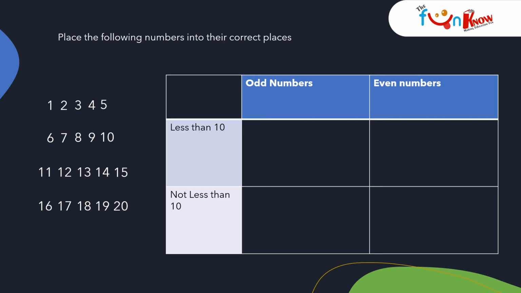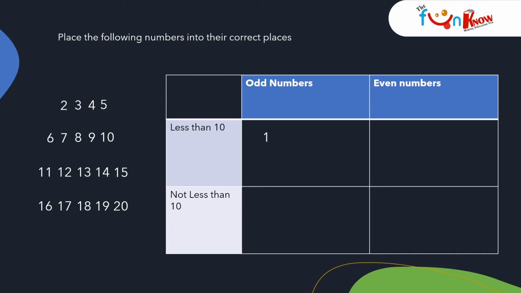Now you all tell me, number 1. Is number 1 an odd number or an even number? Yes, it is an odd number. Tell me, students, is it less than 10 or more than 10? Yes, it is less than 10. That's why I'm placing number 1 in less than 10 and odd numbers. That means number 1 should be here. Rightly placed. Very good.